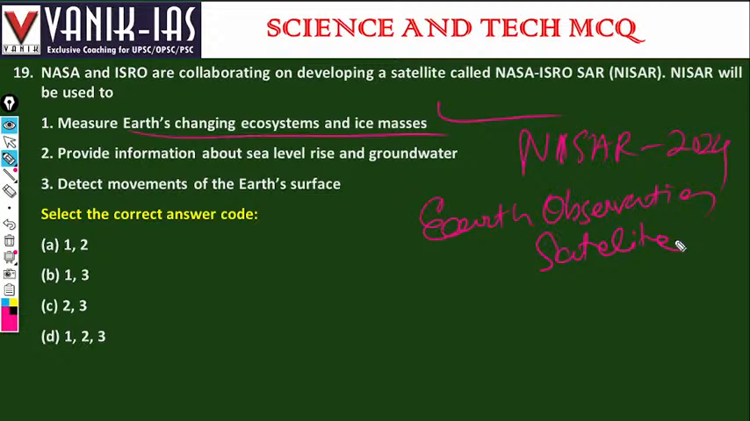It provides information about sea level rise and groundwater. Yes, it can also provide that because it is an Earth observation satellite. It will observe even small changes on Earth's surface and detect movements on the Earth's surface. This is also right. So all the statements 1 to 3 are right.